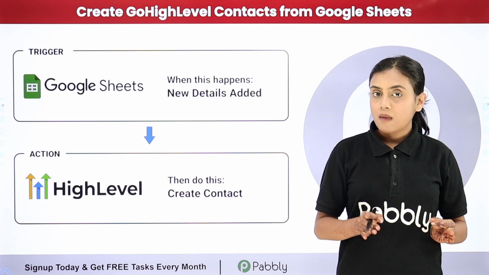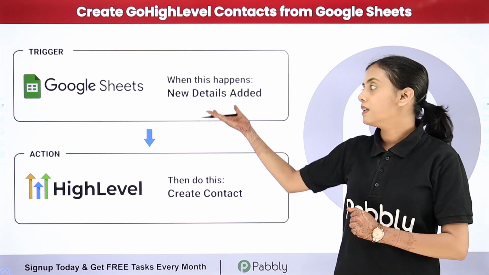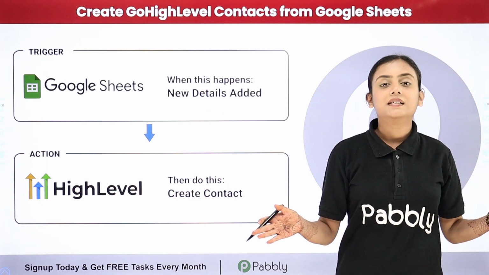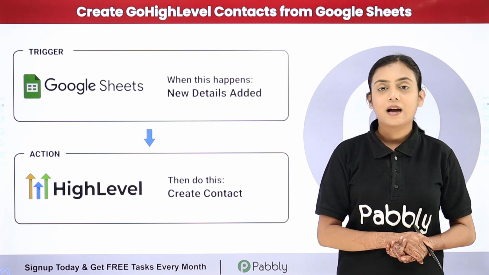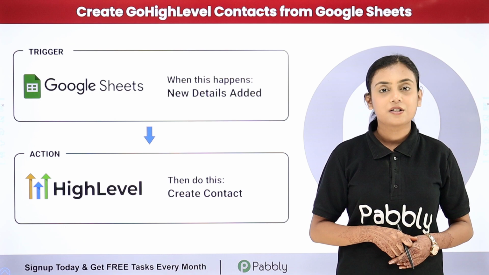So if I do this manually, I'm going to create the contact on my GoHighLevel account manually from the record that I've created in my Google Sheets. It will be very time consuming. So what I did was I simply automated this entire process with the help of Pabbly Connect, which is an amazing automation and integration software.